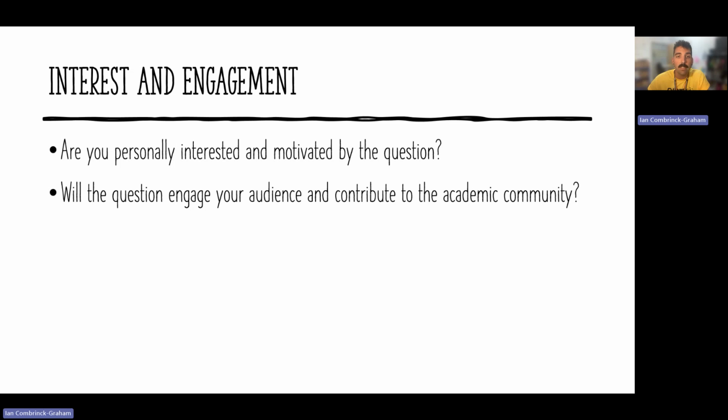And is it going to engage an audience or contribute to the academic community? Is it something that's worth us researching? It has to have worth. It can't just be, well, this looks fun and that's kind of funny and that'll make me snicker. No, no, no. It has to have a legitimate contribution. And it doesn't have to be profound and change the world, but it has to have a contribution that is worth looking at in the research community.